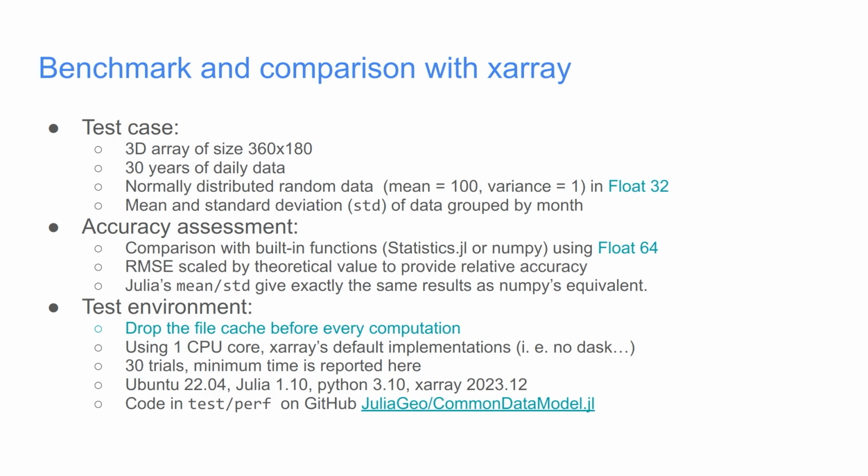If a user loads the data set and wants to compute the monthly mean, it's unlikely that it will be in cache either. We use just the default for Xarray and for the Common Data Model, just one CPU core, and we use the latest version of Xarray.